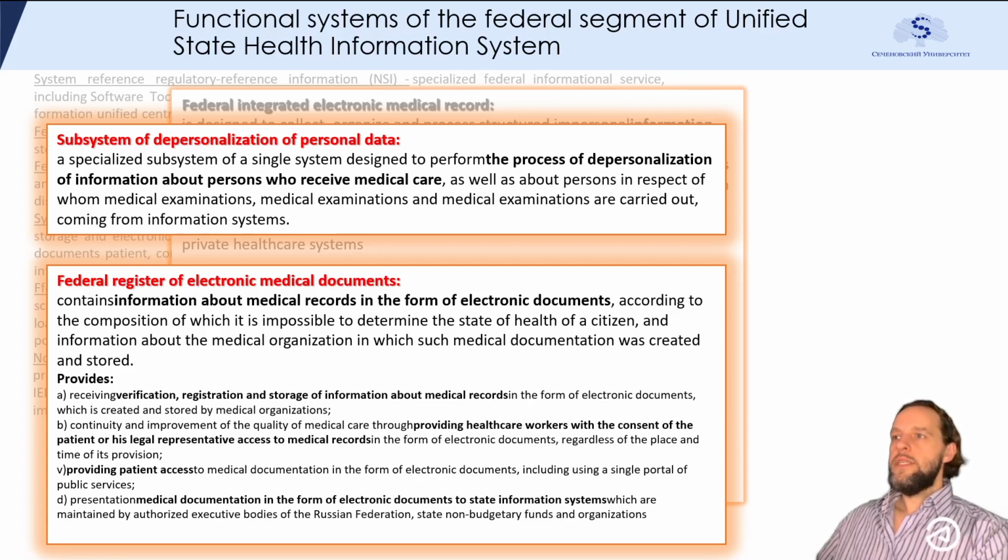In Federal Register of Medical Documents, there will be electronic documents, and they are stored in medical organizations, and they could be exchanged between different healthcare entities to provide the required help more directly.